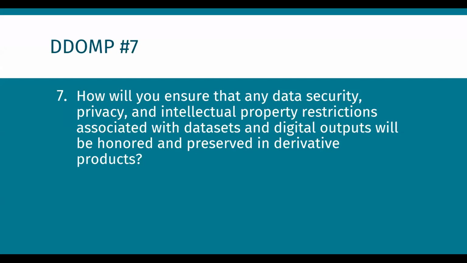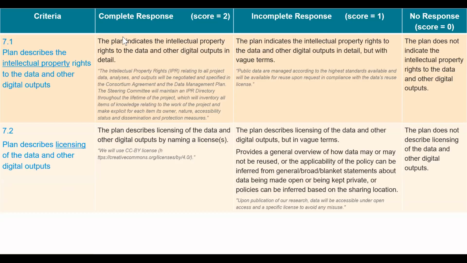DDOMP number 7: how will you ensure that any data security, privacy, and intellectual property restrictions associated with the data sets and digital outputs will be honored and preserved in derivative products? Here is criteria 7.1. The plan describes the intellectual property rights to the data and other digital outputs.